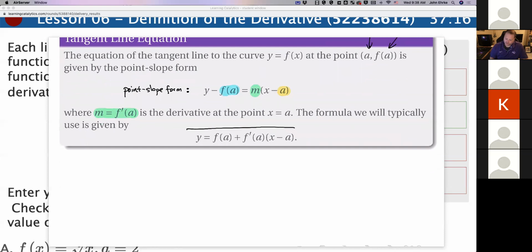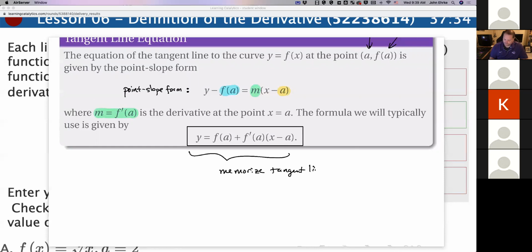So this is the final form. This should be memorized. Now, if you don't want to memorize it and you just say, well, I know point slope form, I can substitute out the slope with the derivative, that's fine. But if you prefer to memorize things, you can memorize this tangent line formula, and we'll just have to fill in the pieces of it given the information in the problem.